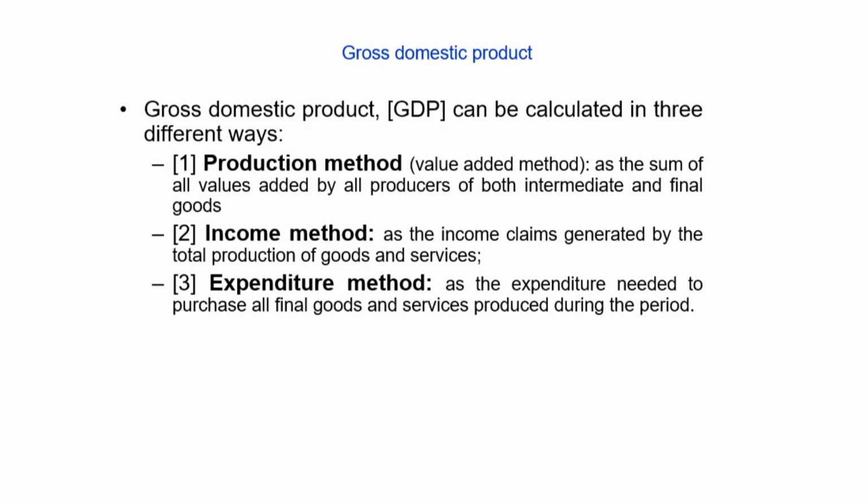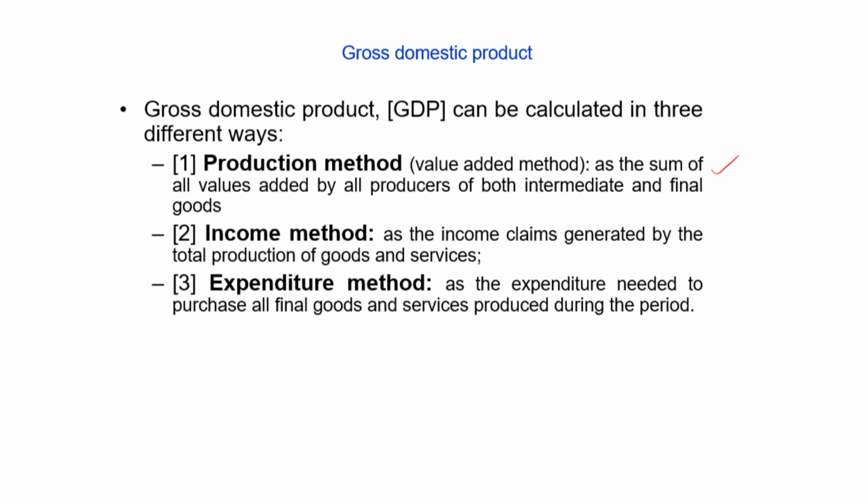So summarily, what we are saying here is that the gross domestic product can be calculated in three different ways. The first one is called the production method. This is the sum of all values added by all producers of both intermediate and final goods. The second one is called the income method, that is the total income claims generated by the total production of goods and services. And the third one is the expenditure method, the expenditure needed to purchase all final goods and services produced during the period.